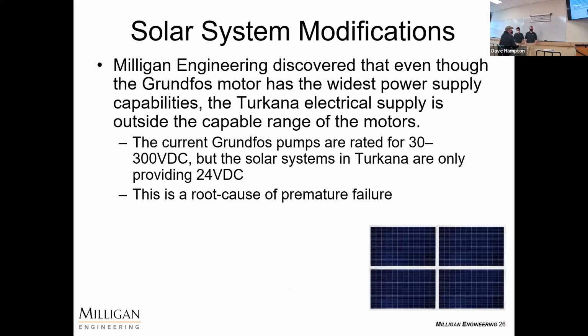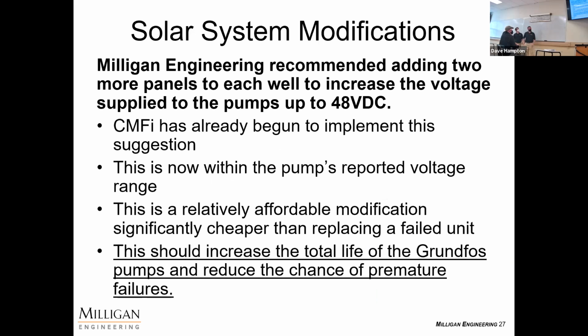Another thing that we're going to suggest to CMFI next week is adding more solar panels to their system. So going back to how good the motor is, it can operate from 30 to 300 volts DC, which is a huge range, but in Turkana, they're currently only using 24 volts with their solar panel arrangement. So we got in contact with the manufacturer of the pumps and told them this, and they gave us a suggestion of increasing the solar panels to a 48 volt arrangement, and it should help fix the issue.